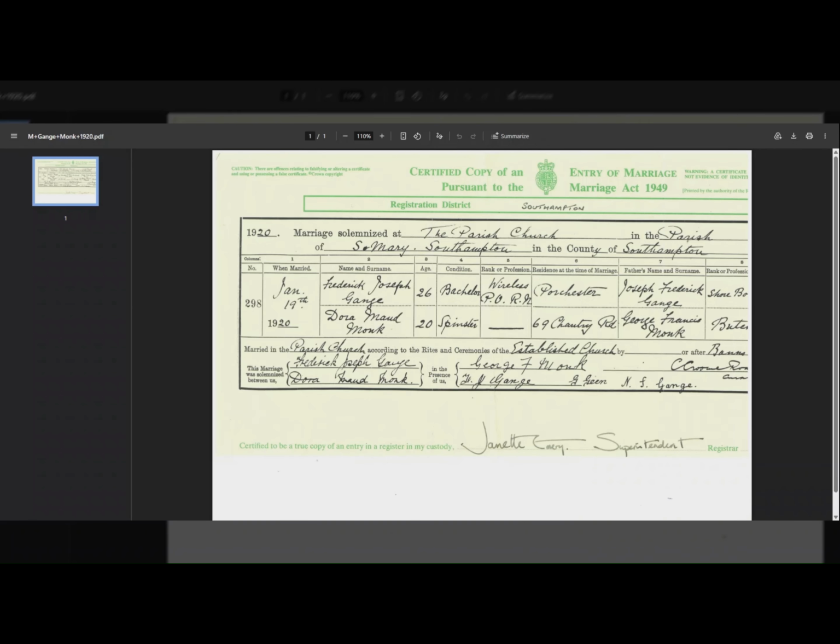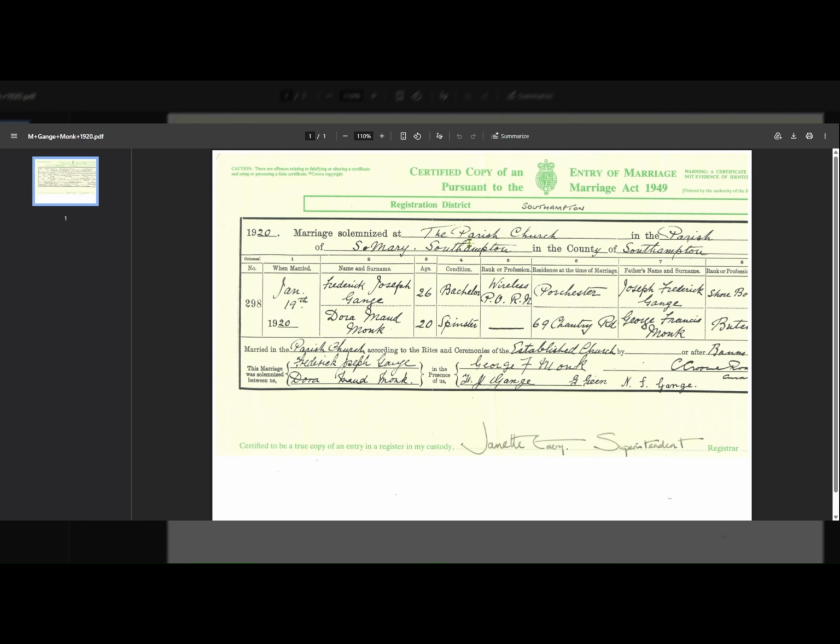Let's start this case study with what we know. If we remember back to the first video, getting started, I used my father's birth certificate to get a marriage certificate of my grandparents. Using that, we can look at it and see when a possible year of birth was. Frederick Joseph was 26 in 1920, which says that he was probably born in 1893 or 1894.